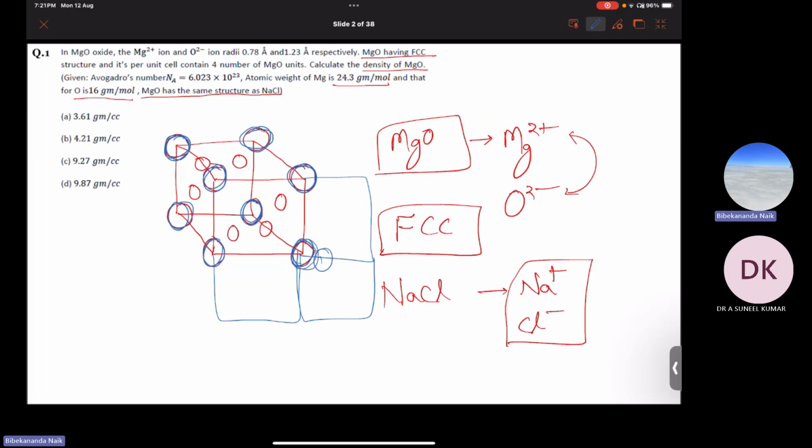So this one atom contributes 1/8 to a single crystal. So the blue ones contribute 1/8. So there are a total of 8 of them. So 8 into 1/8, the total contribution will be 1.